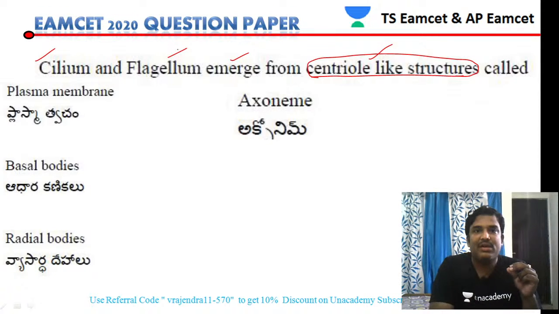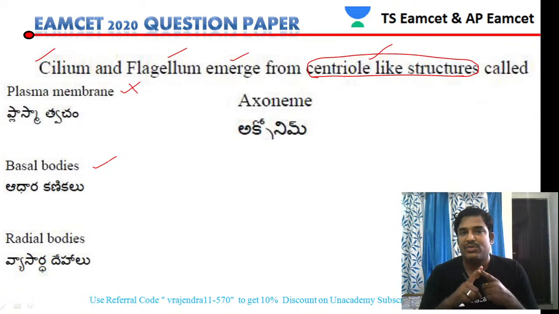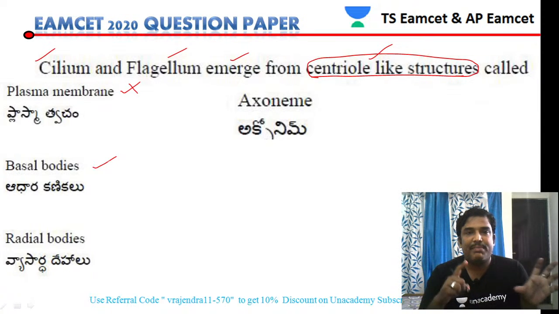So cilia and flagellum emerge from which location? Let us see the first option. Plasma membrane. Cilia and flagellum do not emerge from the plasma membrane, so plasma membrane cannot be our answer. Then you see the basal bodies. No doubt about it, cilia and flagellum arise from the basal bodies. So this is the right option.